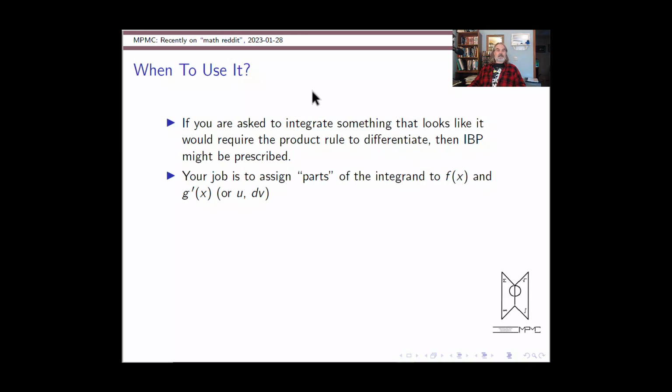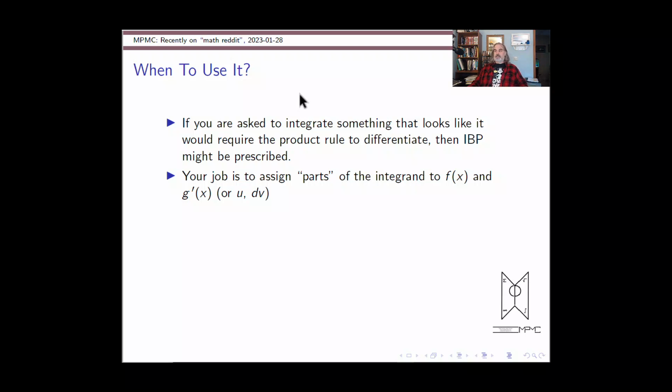So the way it works is you have an integral of some function that looks like a product of a couple of parts, thus the name integration by parts, and your job is to pick and choose which of those two parts you're going to call f and which you're going to call g prime, or which you're going to call u and which you're going to call dv, depending on your notation, and then you're going to construct the other terms you need and load up that integration by parts formula.